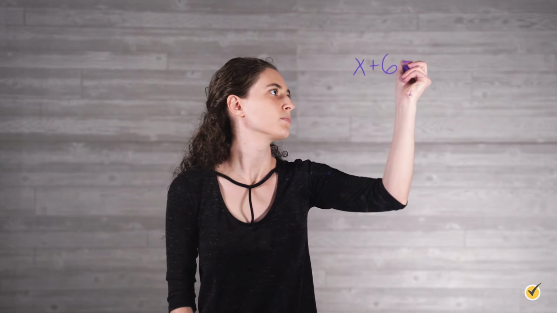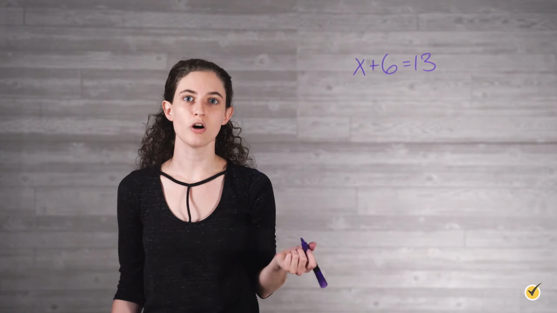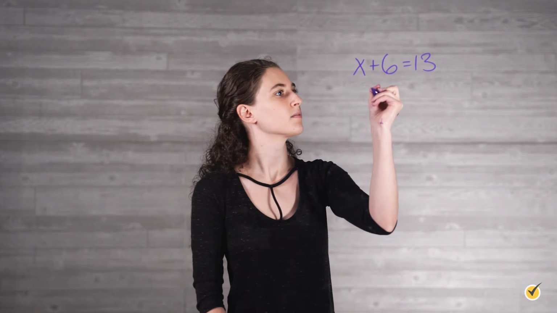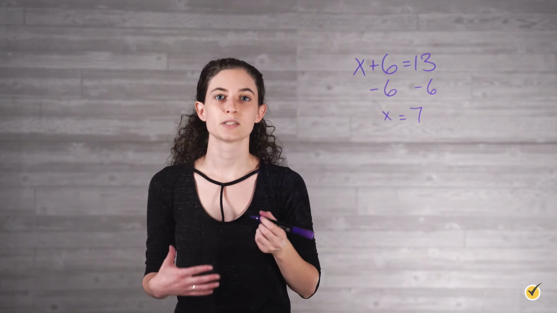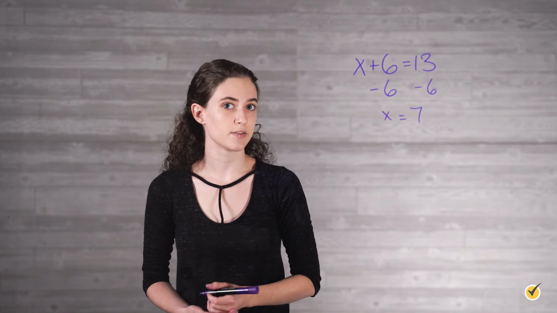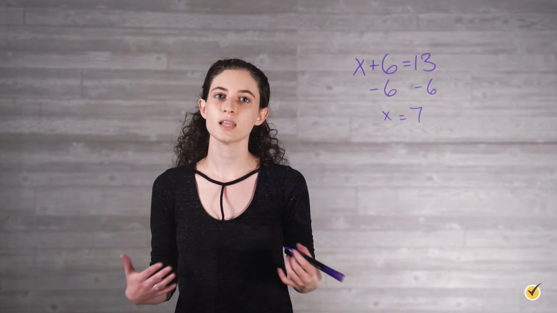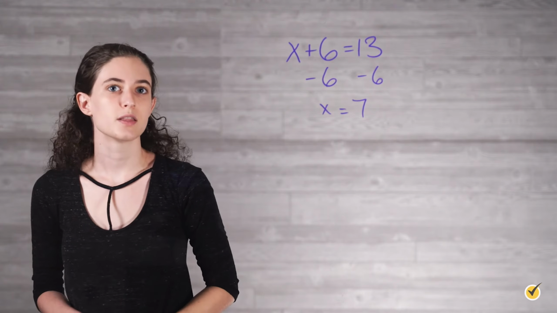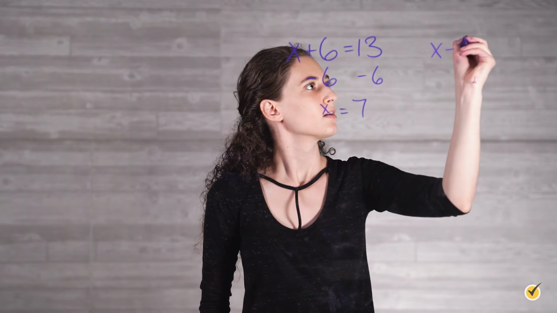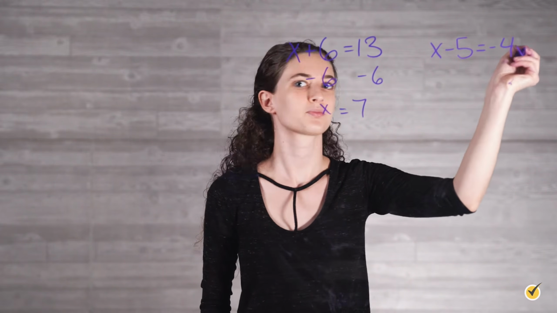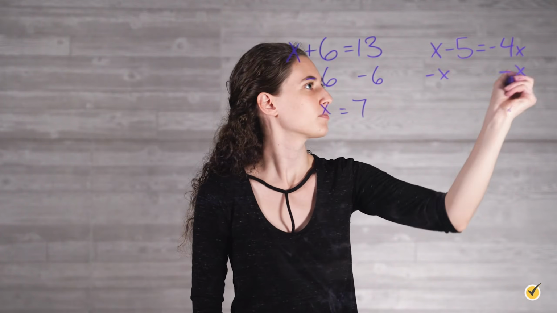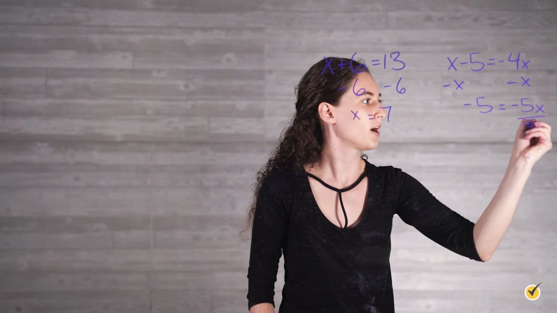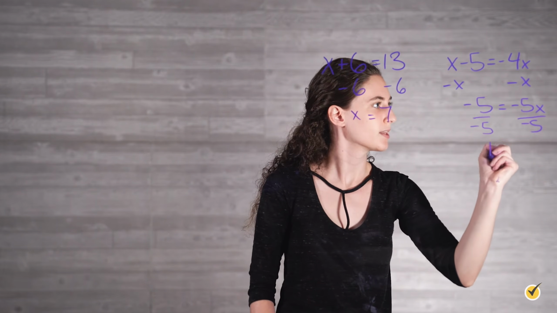In the equation x plus 6 equals 13, we would solve by subtracting 6 from both sides. By subtracting 6 from both sides, we made a 0 on the left side, since 6 minus 6 equals 0, allowing us to solve the equation. By the same token, in the equation x minus 5 equals -4x, we might subtract x from both sides to make a 0 and find the solution. Then we'll divide by -5 on both sides to get that x equals 1.